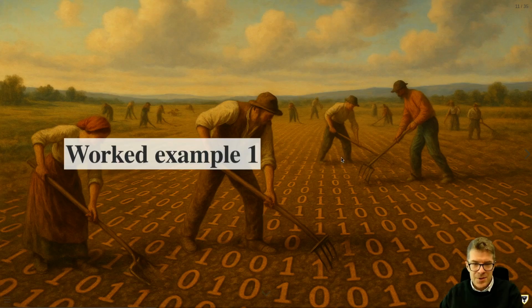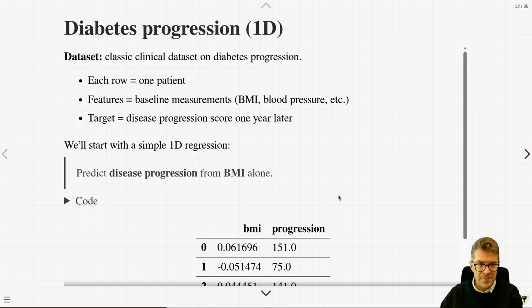So maybe some examples would help clarify what we're talking about. We have 2 examples. The first one has to do with diabetes progression in 1 dimension, so keeping things very simple. We have a data set. It's a classical clinical data set. Every row represents a patient. We have many features. We have BMI, blood pressure, etc.